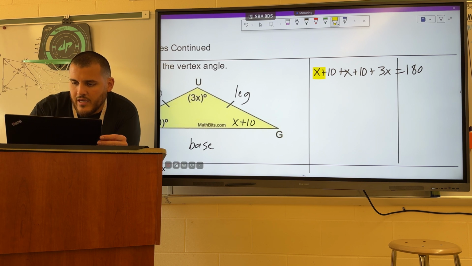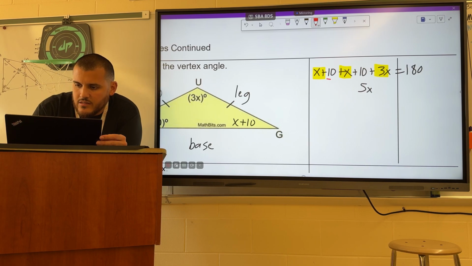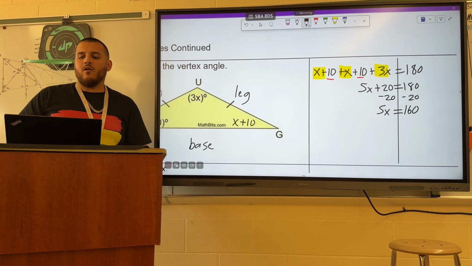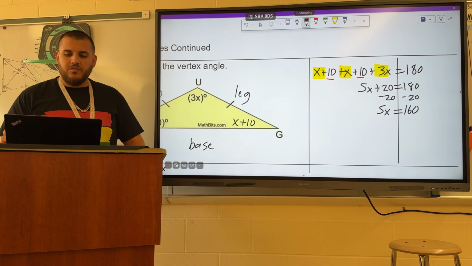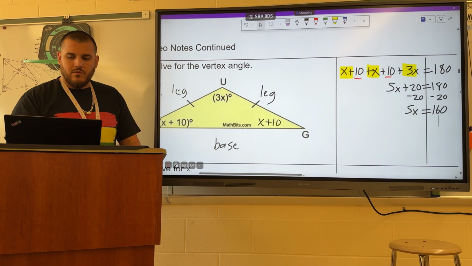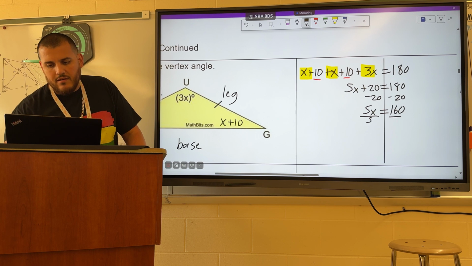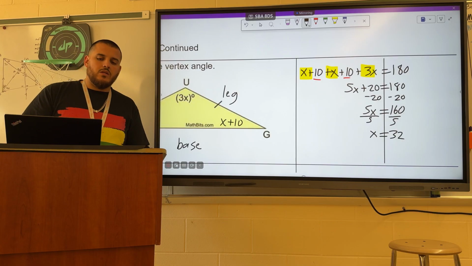We've got like terms here. x plus 3x, that is 5x. 10 plus 10 is plus 20. I can get that 5x alone now by subtracting 20 from both sides. And that gives me 5x equals 160. And now I can get x by itself, wait, was it x plus 10? Yeah, it was x plus 10. Now I can get x by itself by dividing both sides by 5. And x would be 32 units.